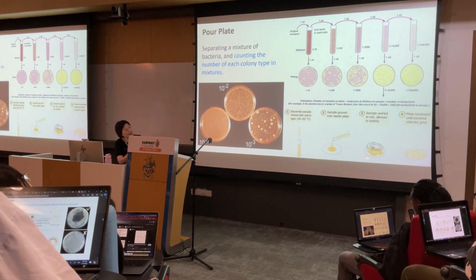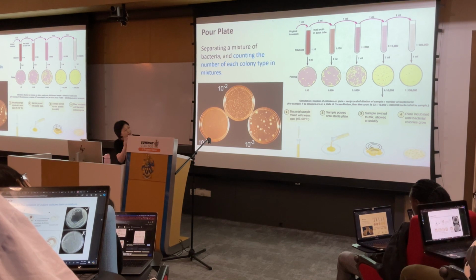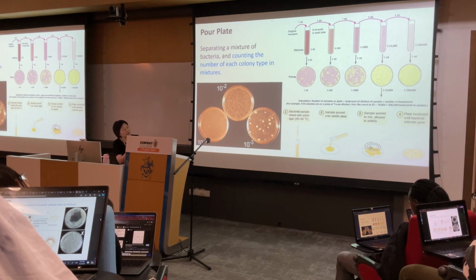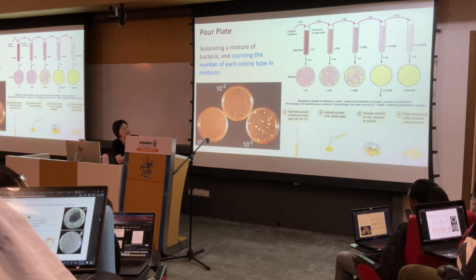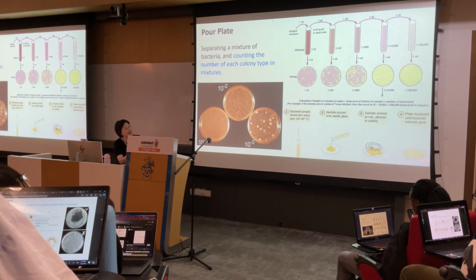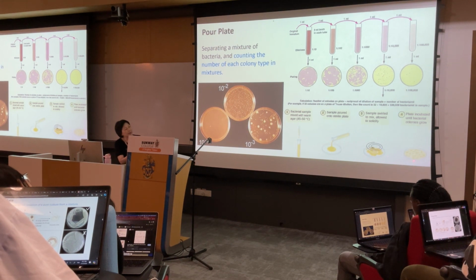After you pour it, you just swirl it to make it evenly spread. And importantly, after you do this, you don't touch it anymore. Allow it to sit on the bench to solidify.